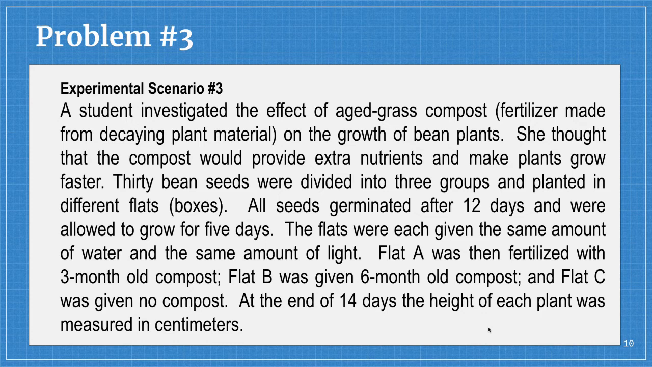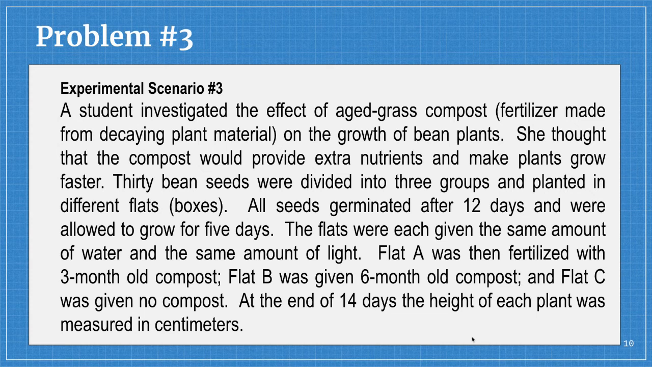Problem number 3. A student investigated the effect of aged grass compost, fertilizer made from decaying plant material, on the growth of bean plants. She thought that the compost would provide extra nutrients and make plants grow faster. 30 bean seeds were divided into 3 groups and planted in different flats or boxes. All of the seeds germinated after 12 days and were allowed to grow for 5 days. The flats were each given the same amount of water and the same amount of light.